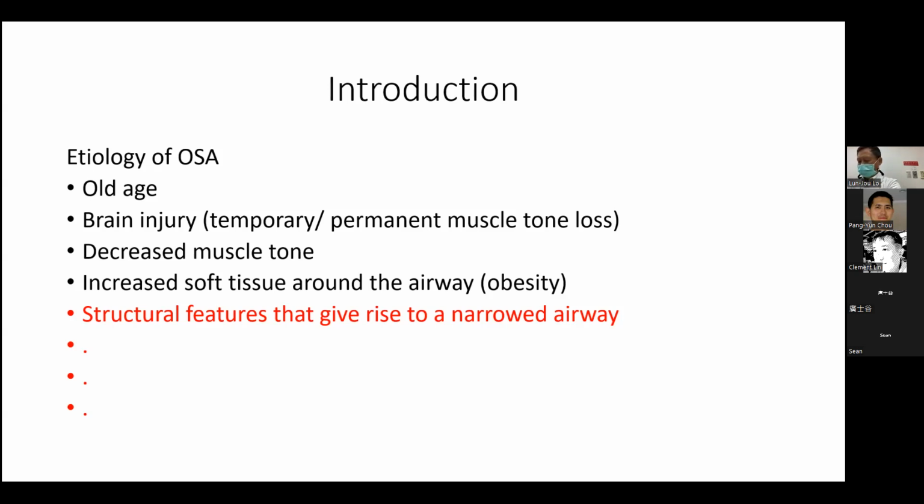And for our clinical practice, the most familiar part for us would be the structural features that give rise to the narrow airway, which means in our daily practice, we always use the lateral cephalometric X-ray, and sometimes you might use the head and neck CBCT, combined CT, and those images will give us very good information regarding the structural features. And those structural features might be related to the OSA risk or the OSA etiology. So this is why we want to use deep learning or machine learning combined with those kinds of X-ray to predict the risk of OSA for the patients.